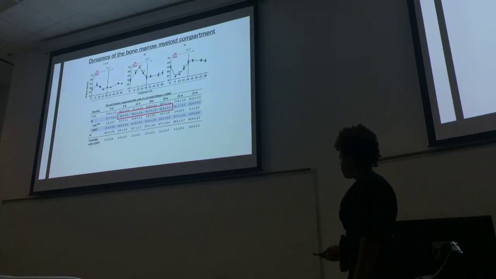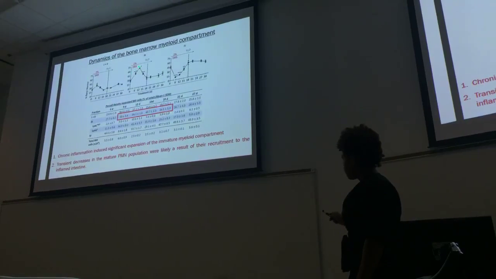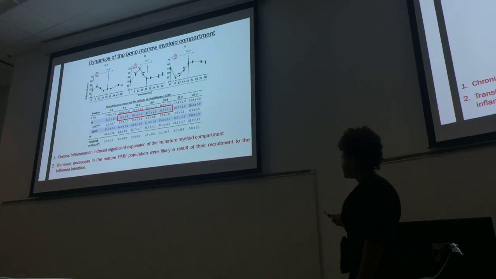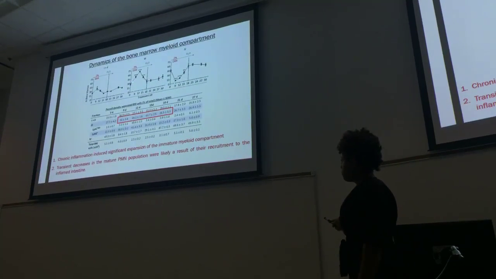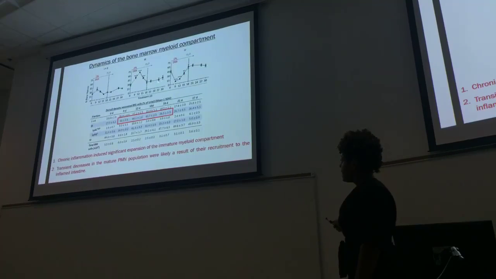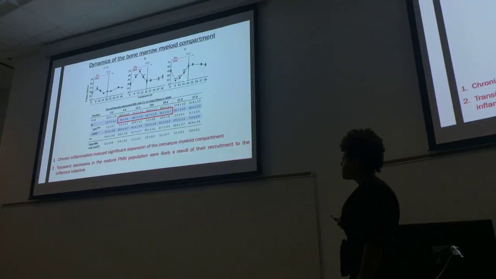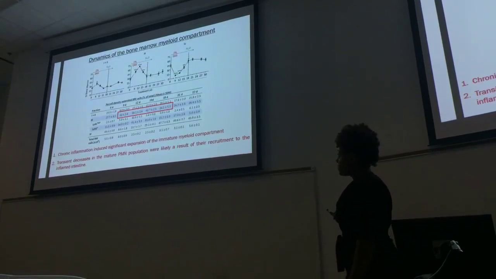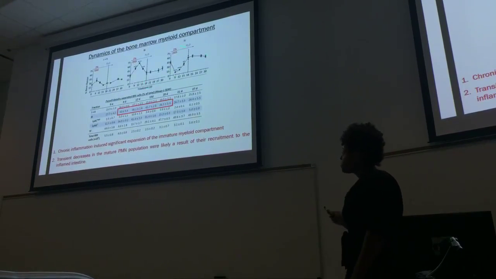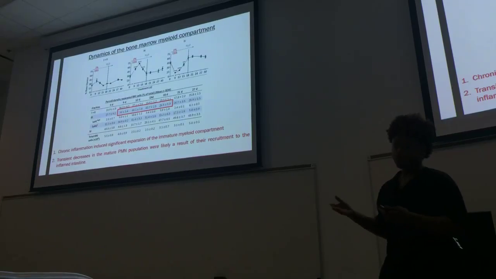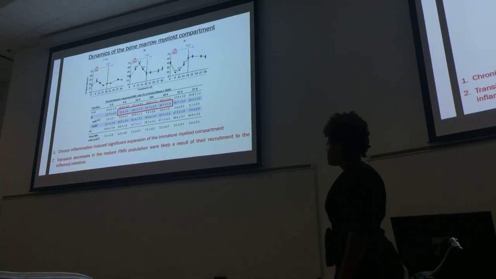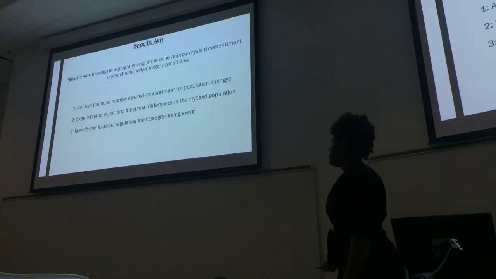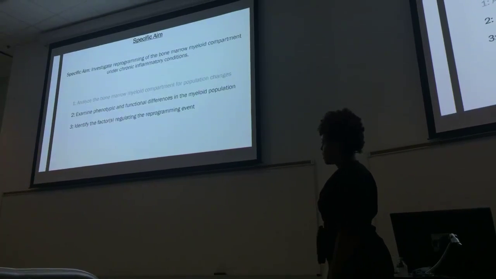And basically, we found that chronic inflammation induced significant expansion of the immature myeloid compartment, specifically between days 9 with this returning to baseline at day 18, and that at the same time we see decreases in the PMN bone marrow population. These decreases were likely a result of their rapid or massive recruitment into the inflamed tissue. So that would be the first part we wanted to look at.